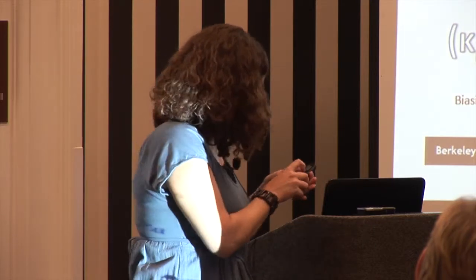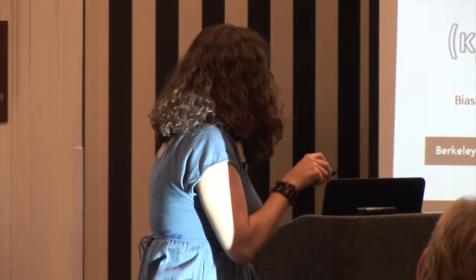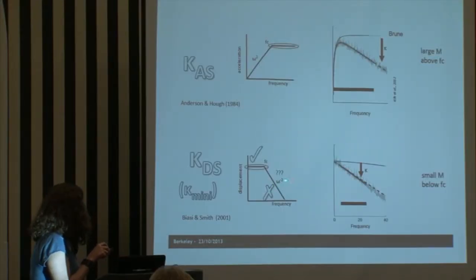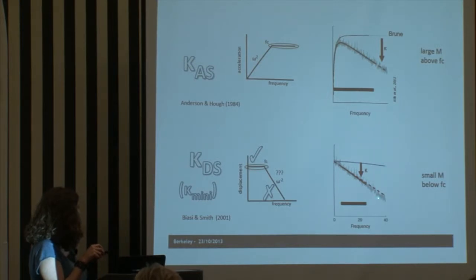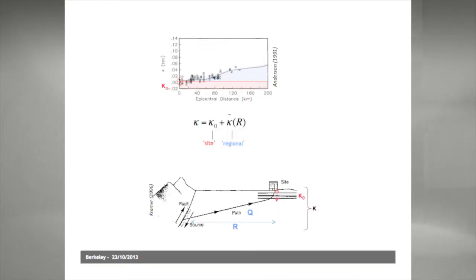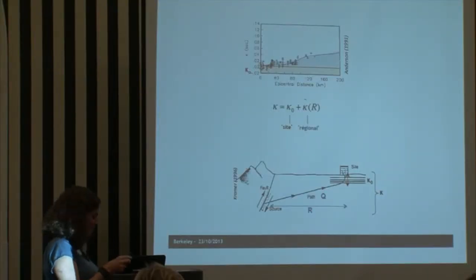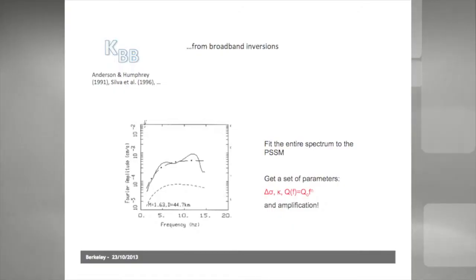Okay, so yeah, this here is kind of a no-no. The omega square we're not sure about, but we're pretty sure that on the displacement source model there should be a flat part, so kappa is the deviation from that. That's the Piazzi-Smith method. So that's kappa DS for displacement spectrum, or kappa mini. And whatever way you choose, then you have to just go back to zero distance and get your kappa naught beneath your site. And then this method we haven't started applying, but it's the next step.